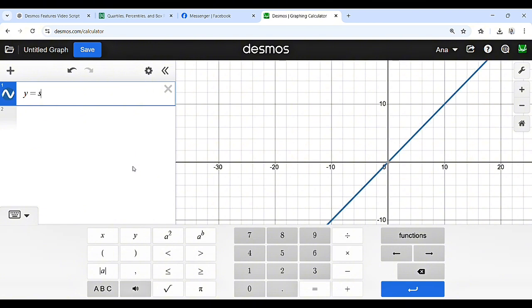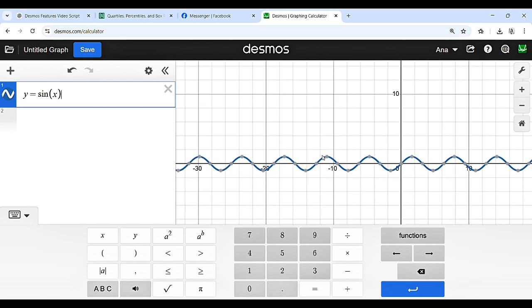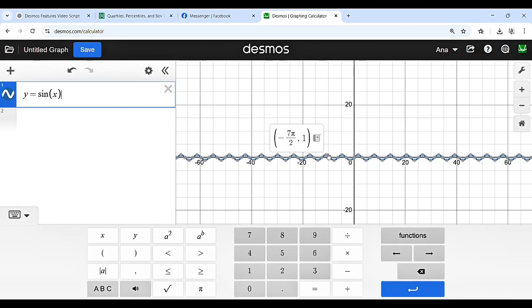Another example, we want to know the graph of y is equal to sine x. So you can see here a smooth trigonometric wave. See? Desmos graphs everything in real time. No extra steps needed. Just type the equation and the graph will appear. And that's for the graphing features of Desmos.